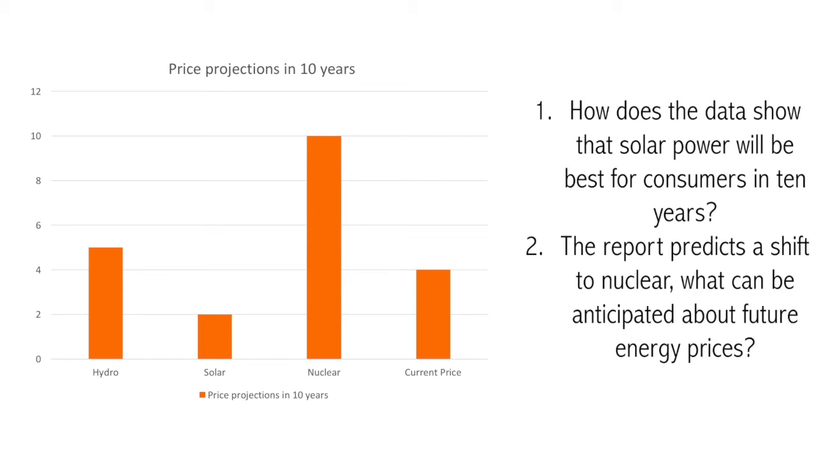So what can be anticipated about the future prices? We see that the current price is 4, but the nuclear price in the predictions in 10 years is at 10. So what can be anticipated about future energy prices? If nuclear power produces a greater percentage of our energy, prices will rise. So you'll have to link back to your passage and use the chart to see how it supports or refutes a particular claim. That's the point of these charts.